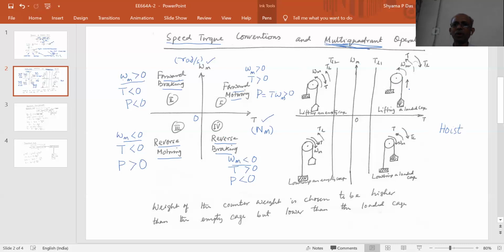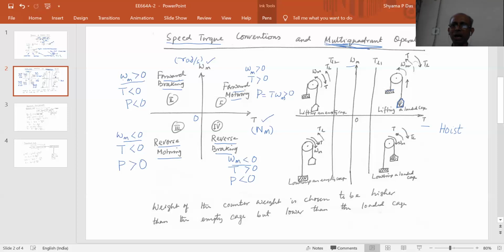So we have four different quadrants here. We have speed and torque. Speed is in the y-axis and torque is in the x-axis here. Now in the first quadrant, we have the lift, and lift is basically something like a cage. This is the structure of the lift where either man or material is carried.